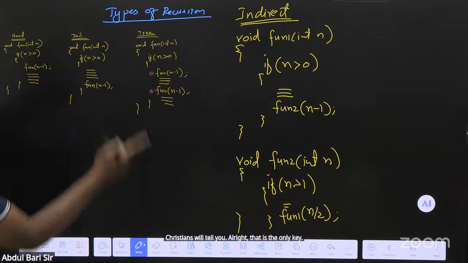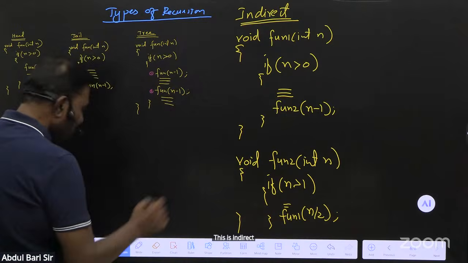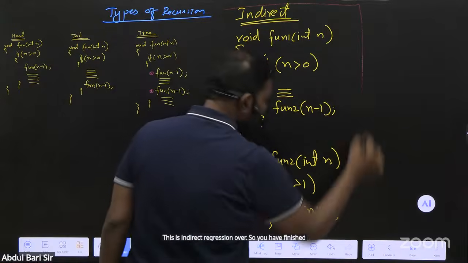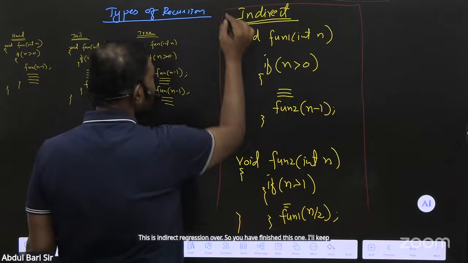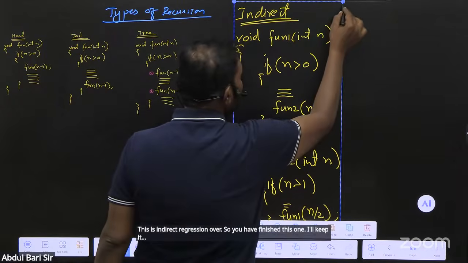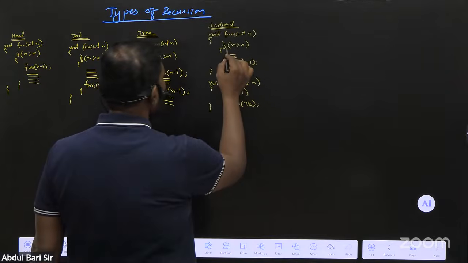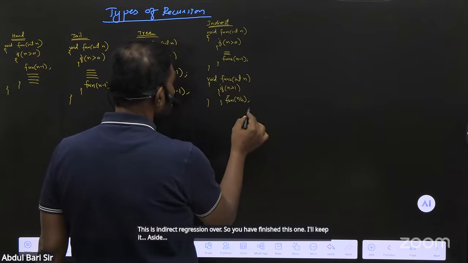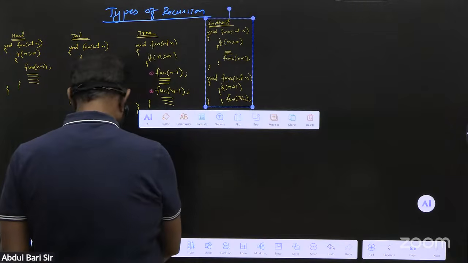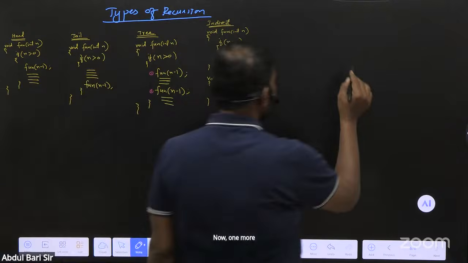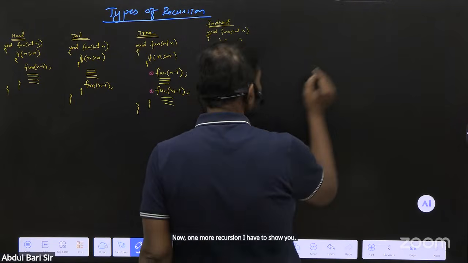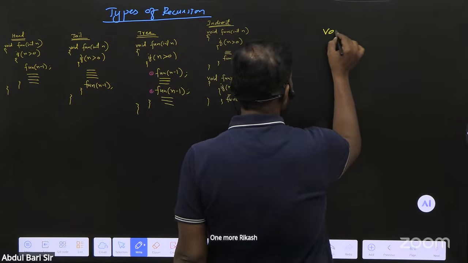This is indirect recursion. Over. So you have finished this one. I'll keep it aside. Now, one more recursion I have to show you.